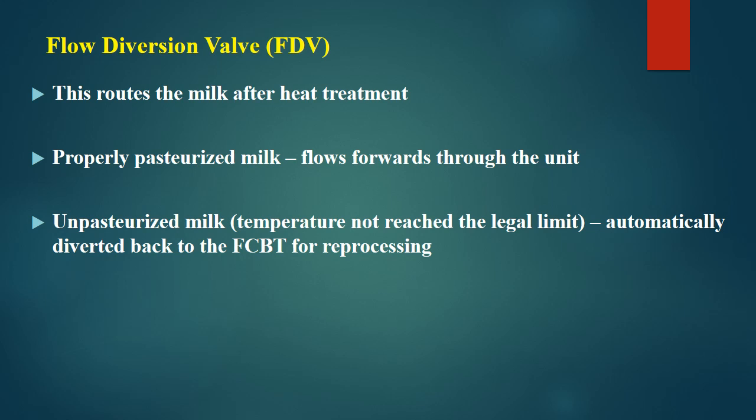So this is a sensor based operation with a particular temperature, or it will create a particular pressure which allows it to detect that the pasteurization is sufficient. So for unpasteurized milk, or whenever the temperature is not reaching the required legal limit, it will sense that and automatically shut the flow, and it will not allow the milk to go further. Rather, it will divert it back to the original tank, that is the FCBT, from which that milk will come back again for processing or pasteurization. So FDV plays a very important role in this process.